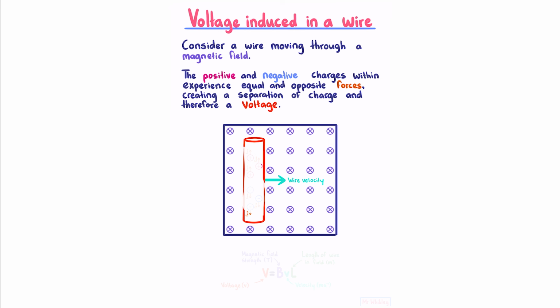So for example, if we take our right hand and point our fingers into the page for the field, and we consider our positive charges moving towards the right, because they're within the wire that is moving towards the right, your palm is going to face upwards, indicating that that is the direction that they will experience a force. For negative charges, the direction is going to be opposite. We can describe the strength of the voltage using the equation V = BvL.